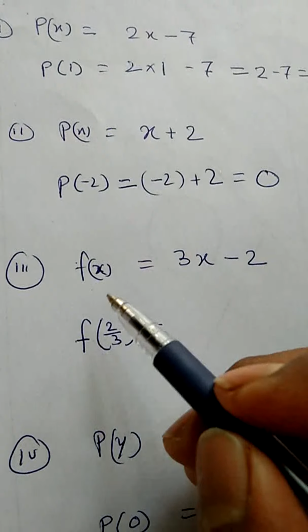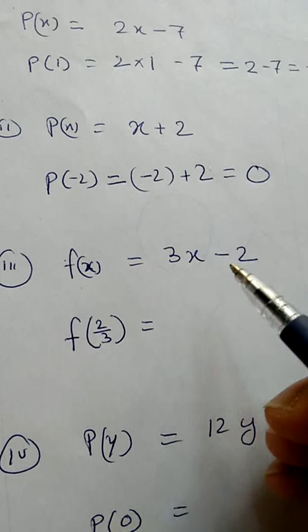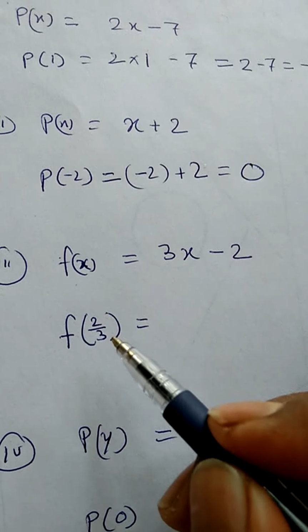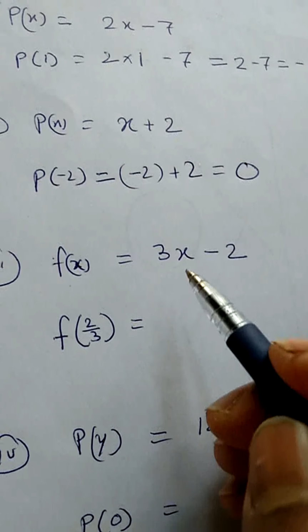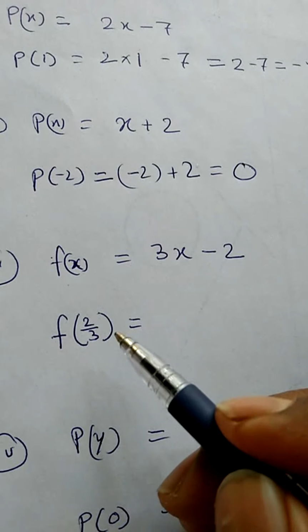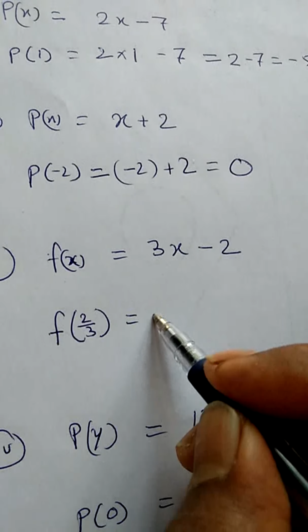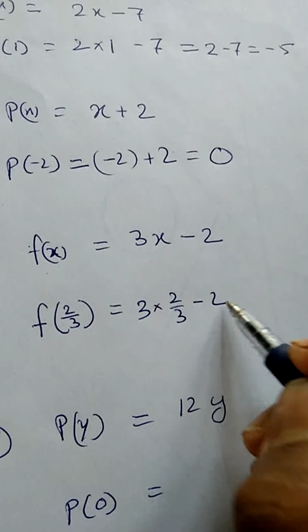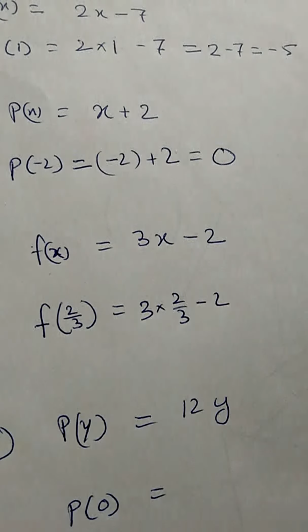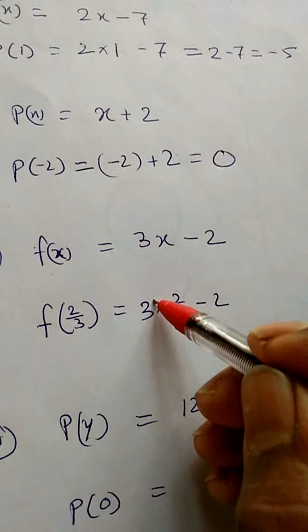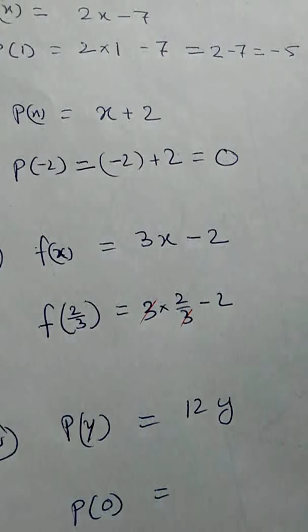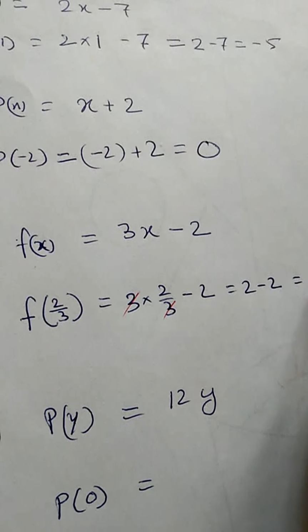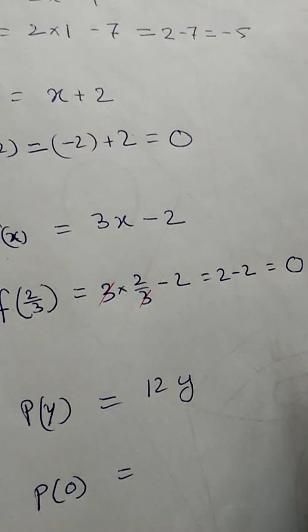The third polynomial is given: f(x) = 3x - 2. Here you have to find f(2/3). So here also in place of x we have to write 2 by 3. Then 3 into 2 by 3 minus 2. Now this 3 and 3 will be cancelled out. So then left 2 minus 2, which is 0.